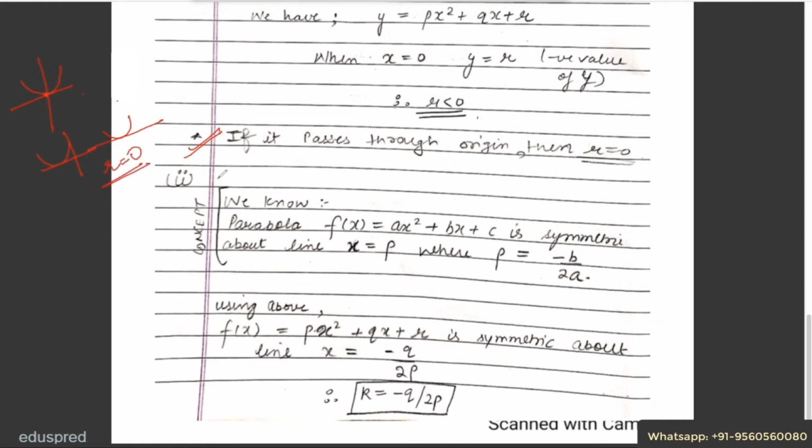Now, moving to the second part, it said that your parabola is symmetric along the line x is equal to k, and we were asked to find this value. In the beginning of this question, I told you that if you have a parabola like this, then it is symmetrical around your vertex. So if I draw a line, these two parts are mirror images of each other. And since this line is parallel to the y-axis, this line is x is equal to k. And we have to find this k.